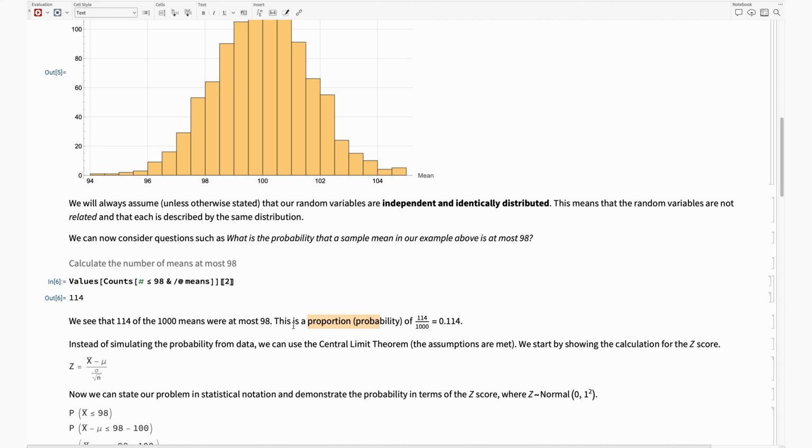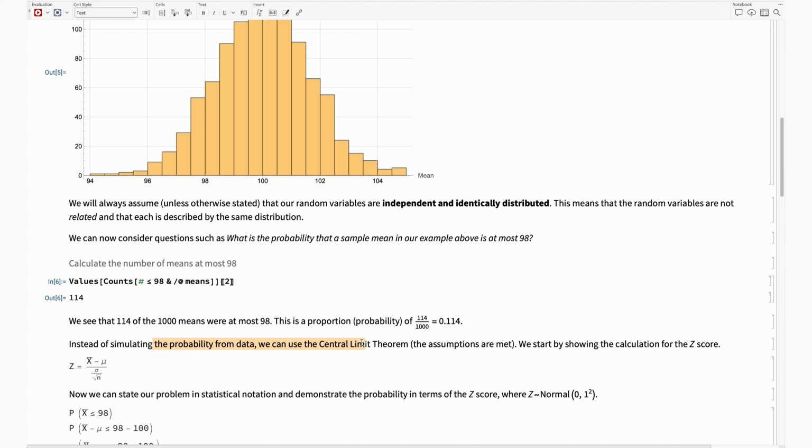So we can treat probability and proportion as meaning the exact same thing. I'm saying the probability of finding a mean, if I do a study once, of at most 98 was only going to be 11.4%. Now, instead of simulating this probability from data, we can of course use the central limit theorem. The assumptions are met.